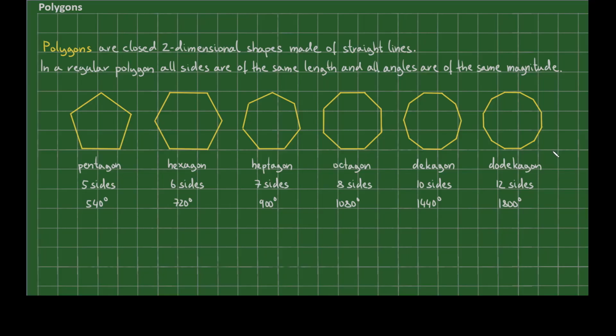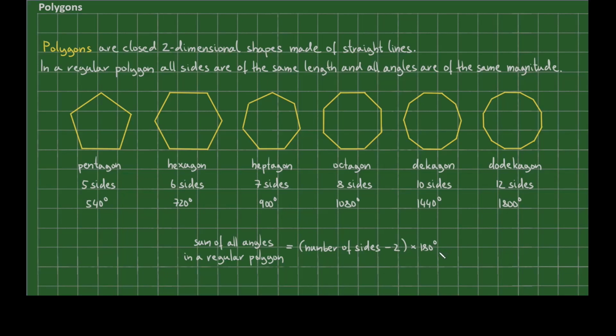Recall that the sum of all angles within a triangle is 180 degrees, while the sum of all angles within a quadrilateral is 360 degrees. What about these polygons? I have written the sum of all of their degrees beneath these shapes. There is a pattern here. For each extra side, or if you like, for each straight line, we add another 180 degrees. It turns out that the sum of all of the angles within a regular polygon is equal to the number of sides minus 2 multiplied by 180 degrees.